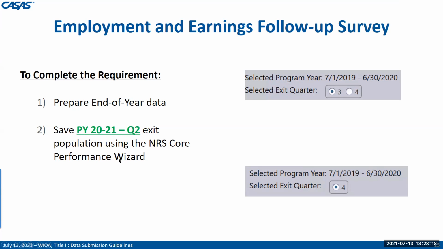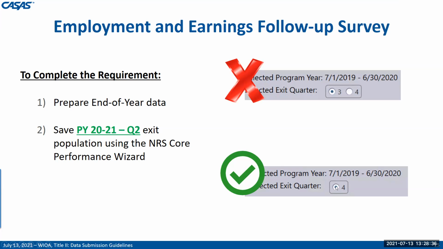And I'm also going to show you where you can find it in the menus. Okay, so these screenshots are a little bit outdated, but you should see here 2020-2021 selected, exit quarter 4. I'm sorry, 2019-2020 quarter 4, and here 2020-2021 quarter 2. That's what we are looking for about this end of year data submission deadline.